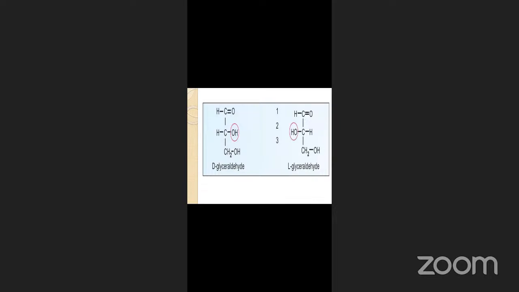So if that light shifts to the right-hand side or left-hand side, based on that we can say whether it is D-glucose or L-glucose. If it is shifting to the left side, it is L-glucose. If it is shifting to the right side, it is D-glucose. That is the main difference.